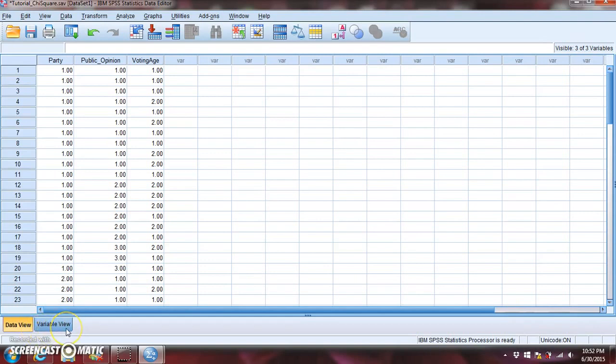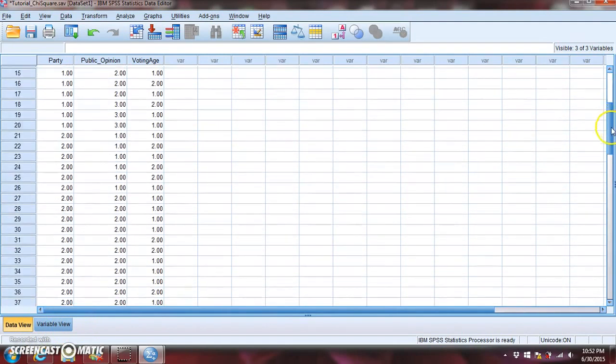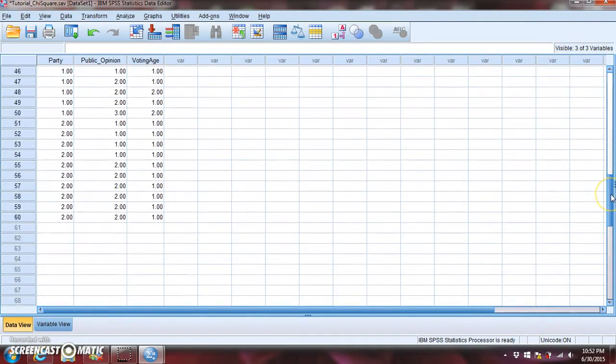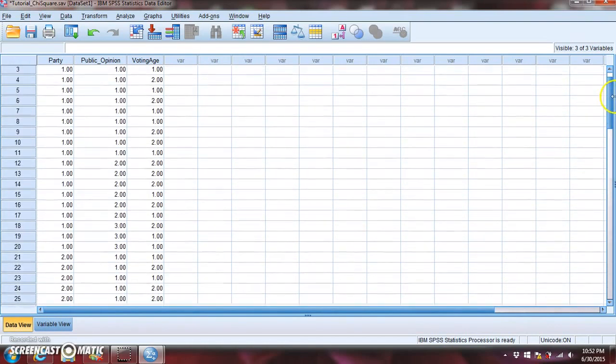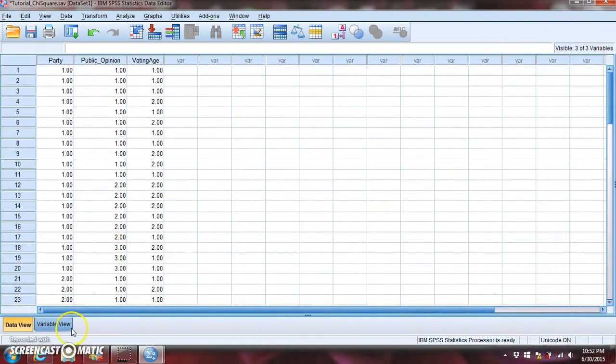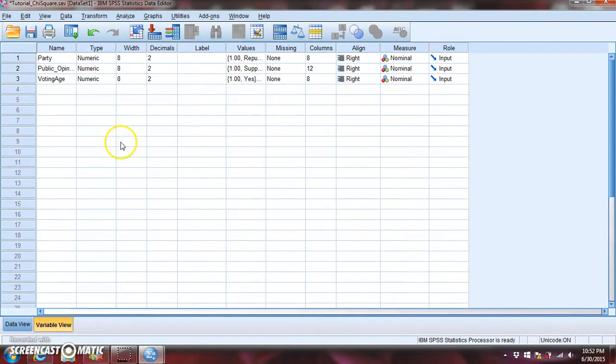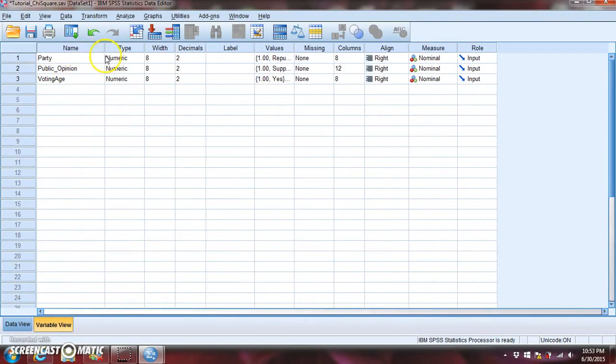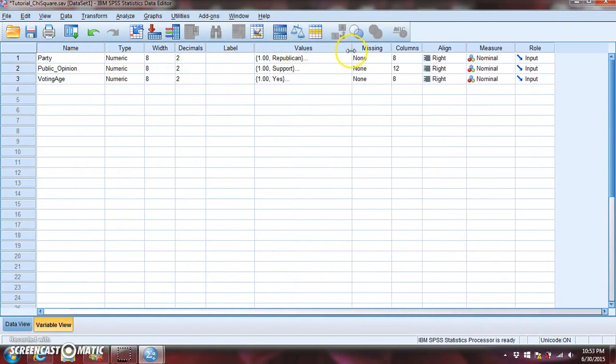So let's take a look at our data. If we are on the data view here and scroll down, we can see that we have data from 60 different participants. Each row is a participant. If we click on the variable view, we can see we have a variable called party, one is called public opinion, and one is called voting age. Now, as it turns out, these are all categorical variables, so they all have values associated with them.